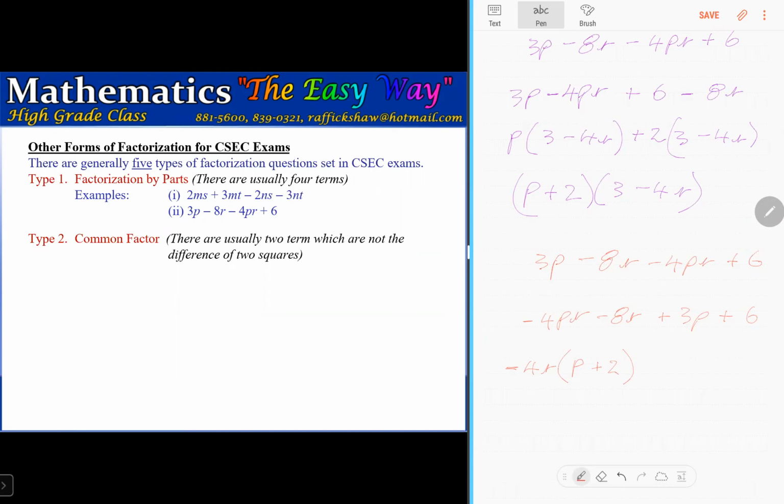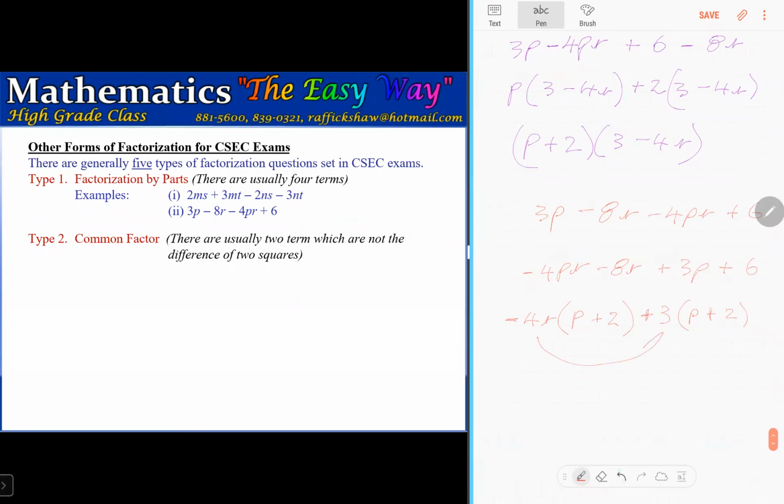You can check it, because this times this, and this times negative 8r. Then I will put back the p plus 2 in the second bracket over here first. And if I put a p there, I'm going to factor the positive 3 outside here. The p inside must have factored the positive 3, so factor out a positive 3. All right, and then what would happen now? My first bracket will have negative 4r plus 3. My second bracket, p plus 2.